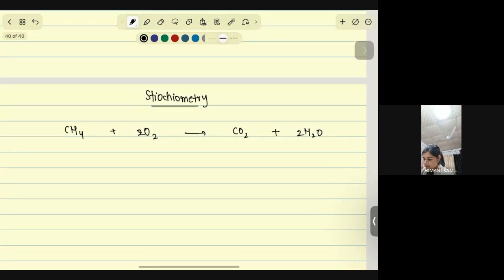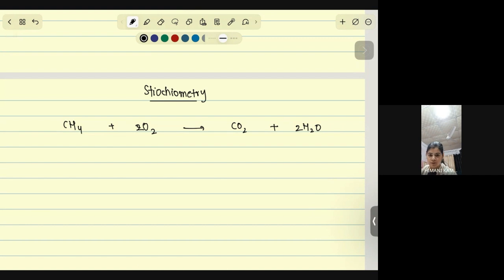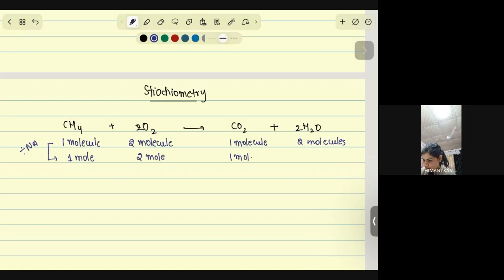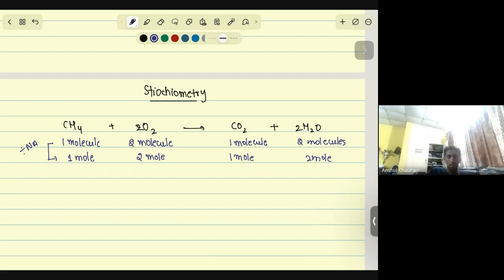Okay, so let's say we have this equation. From this equation, we can get so many pieces of information with stoichiometry. From just looking at this, we can say 1 molecule of methane is reacting with 2 molecules of oxygen to give 1 molecule of CO2 and 2 molecules of H2O. If we divide by Avogadro number, then 1 mole of methane is reacting with 2 moles of oxygen, giving 1 mole of CO2 and 2 moles of H2O.